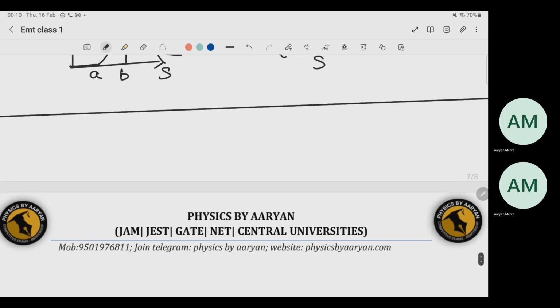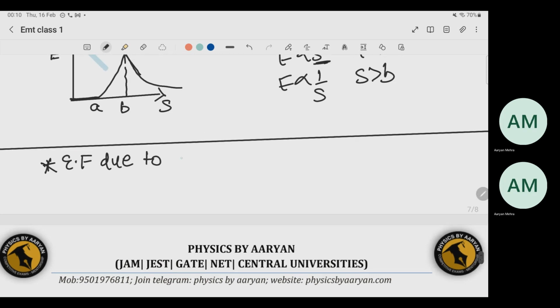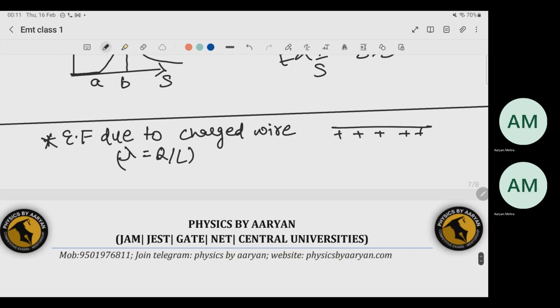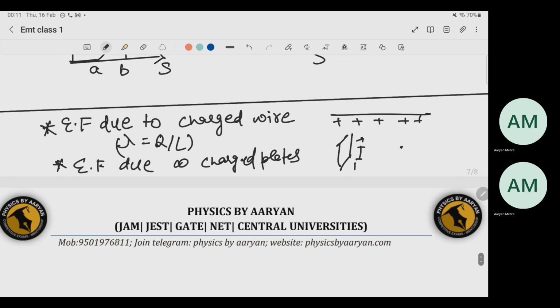And a few things that you should do by yourself are, first, how to find the electric field due to a charged wire. So let's say there is a wire having charge density lambda, meaning charge per unit length. How do you find the electric field due to this? Second, the electric field due to an infinitely charged plate. Let's say I give you an infinitely charged plate. What will be the electric field due to this? How do you find this?